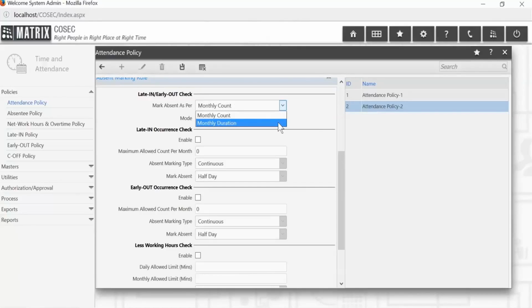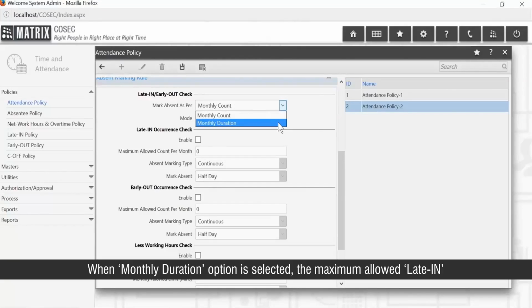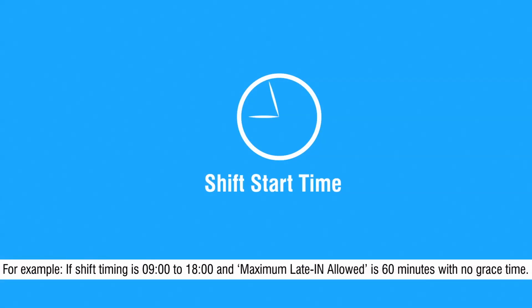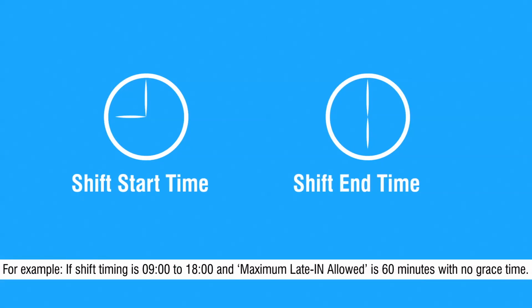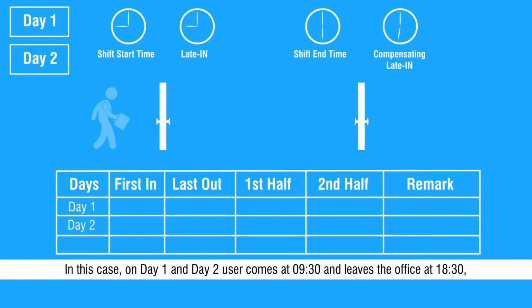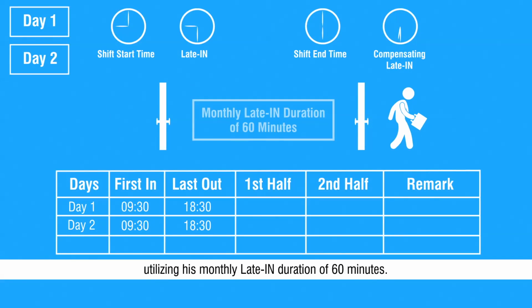When monthly duration option is selected, the maximum allowed LateIN would be specified in terms of duration, that is minutes. For example, if shift timing is 9:00 to 18:00 and maximum LateIN allowed is 60 minutes with no grace time, in this case, on day 1 and day 2, user comes at 9:30 and leaves the office at 18:30, utilizing his monthly LateIN duration of 60 minutes. System marks the user present on both days.